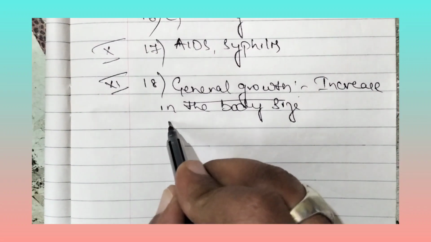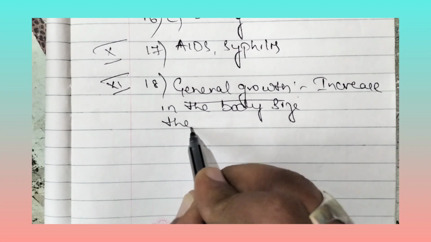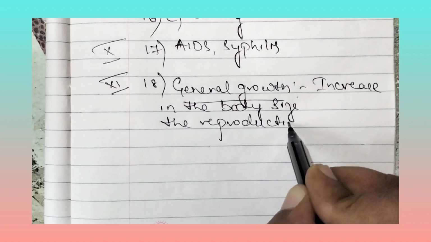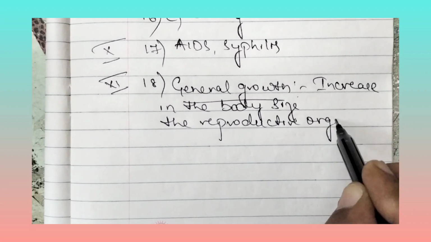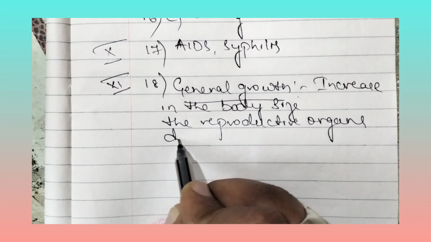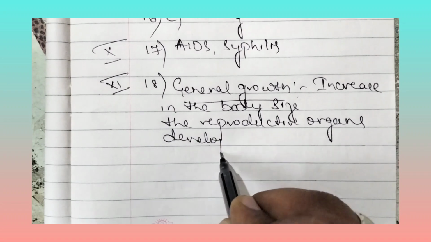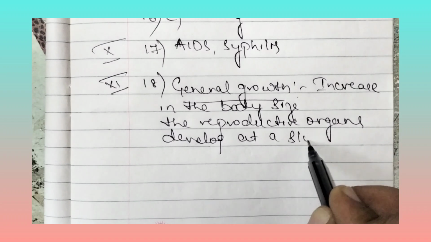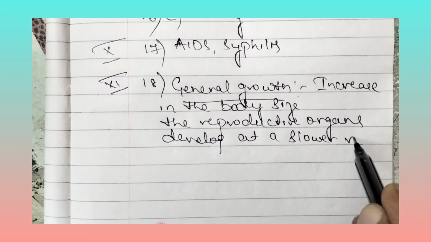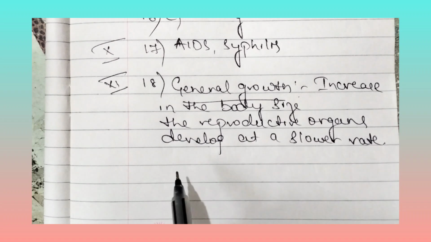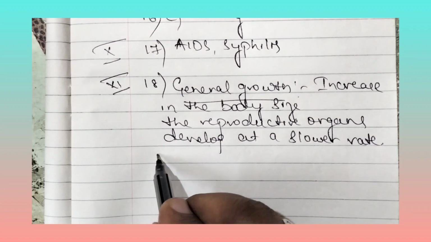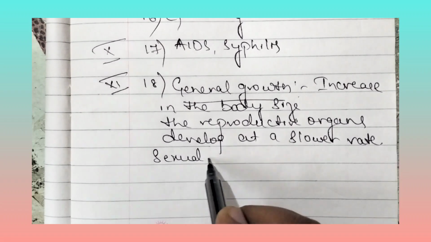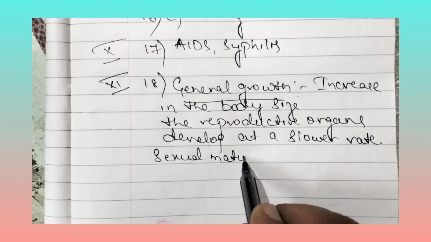Next, the second one: the reproductive organs develop at a slower rate. So this is general growth. Now let us come to sexual maturation. Sexual maturation.